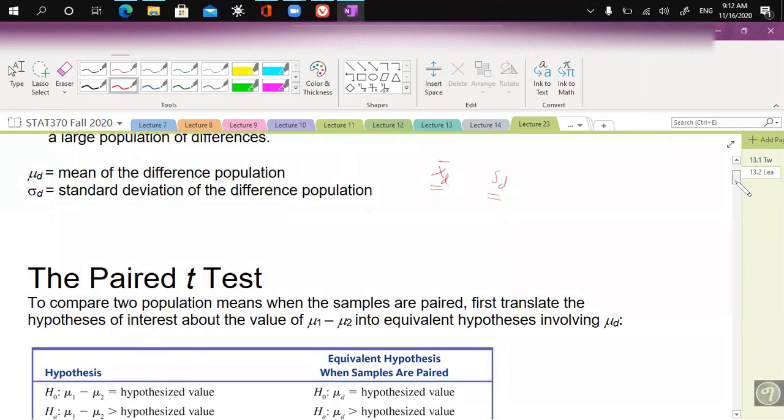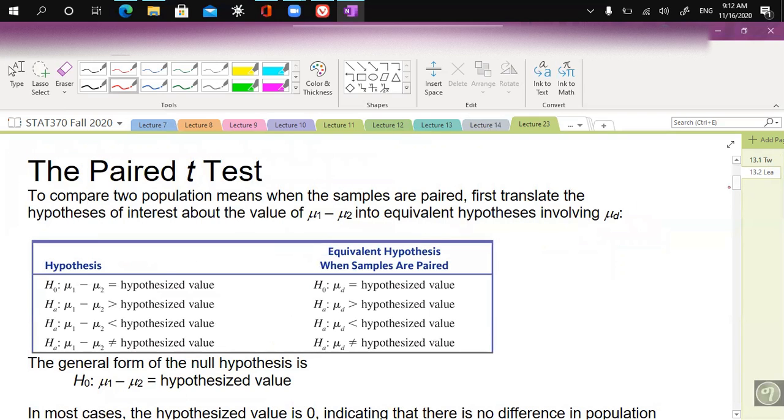So in order to perform a hypothesis test, we introduce the so-called paired t-test. The idea is exactly the same as the one sample t-test. But before we go to the one sample t-test, let's see why we call it paired t-test. All right.